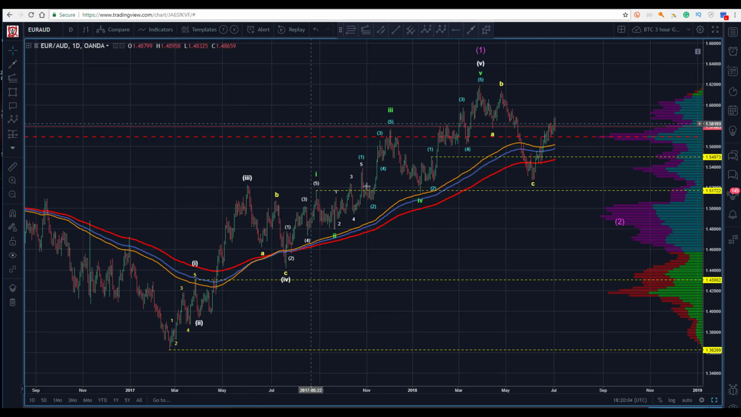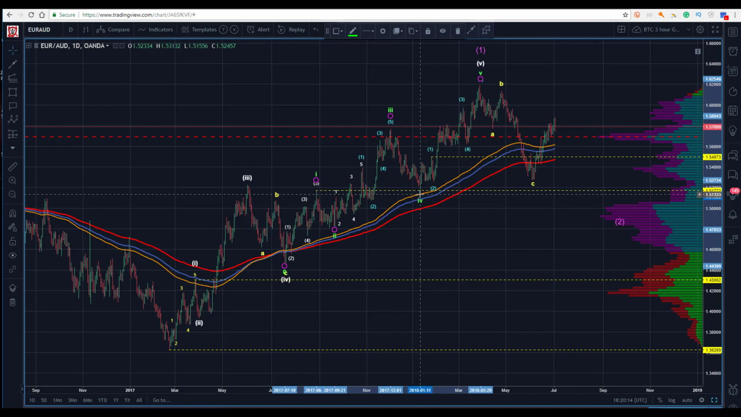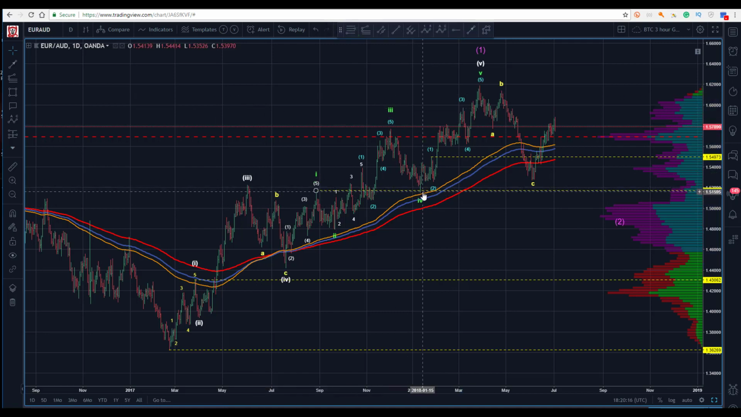Now in FX, it's a little bit of a judgment call. So purists are gonna bicker with me over this, but in FX, because of the volatility, you can get these slight spikes beyond the pivot, and it will sustain its impulsive structure. So this is really a judgment call.